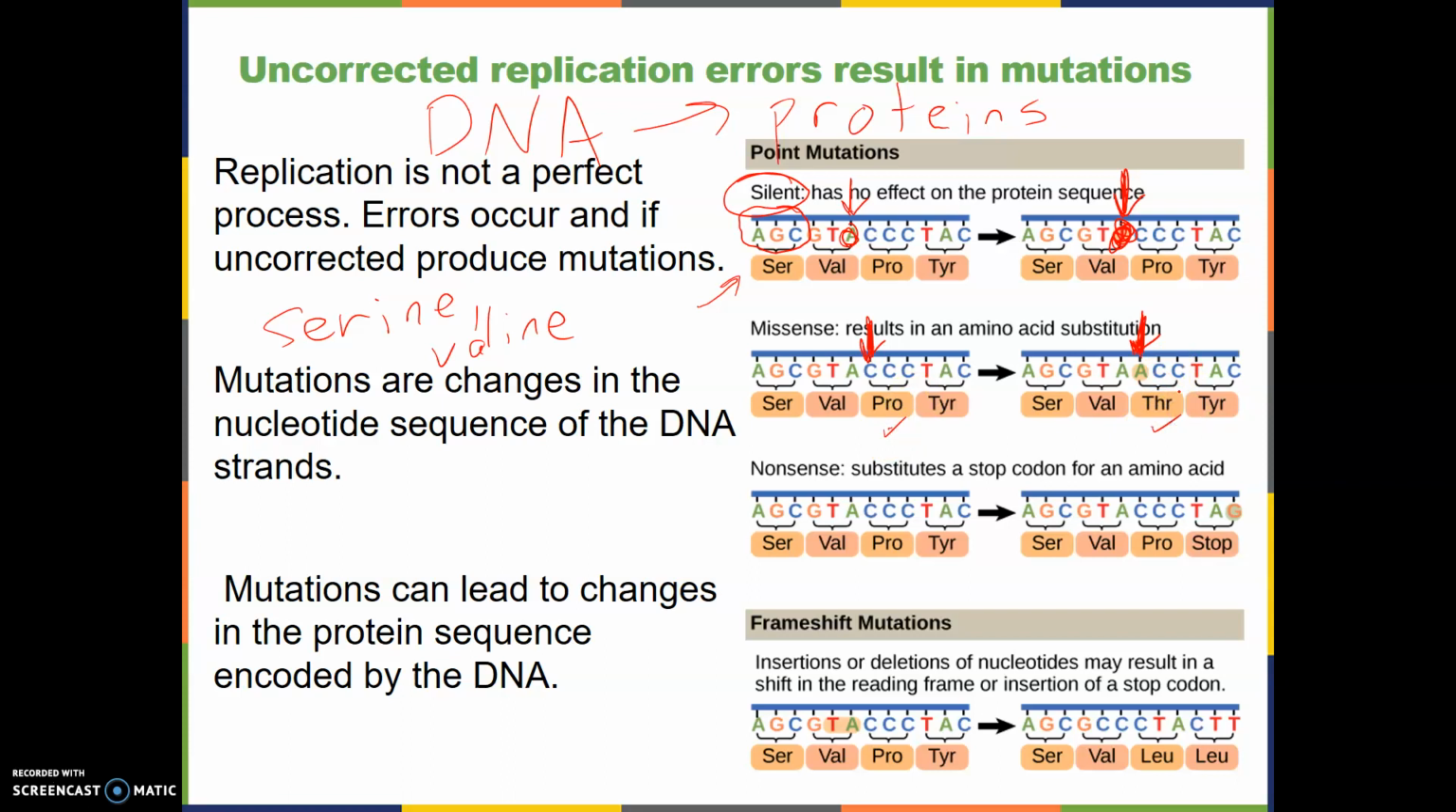Now, that amino acid could cause extreme changes in the protein. That one amino acid could make a huge difference. It could mutate the protein.